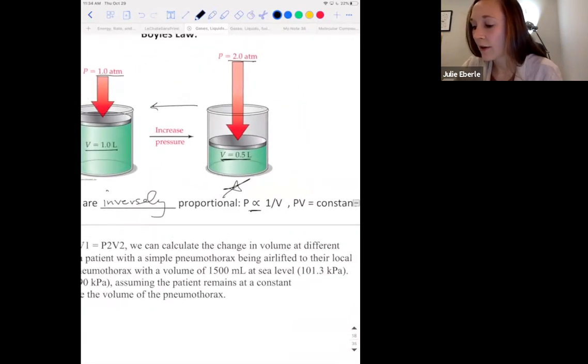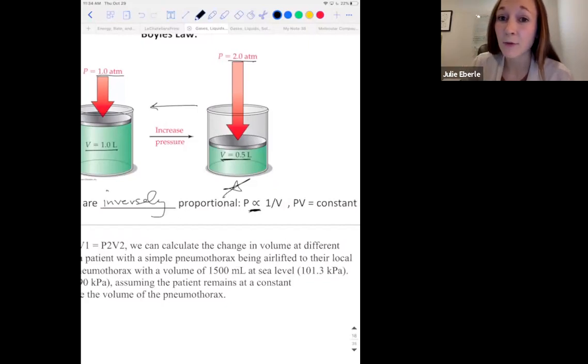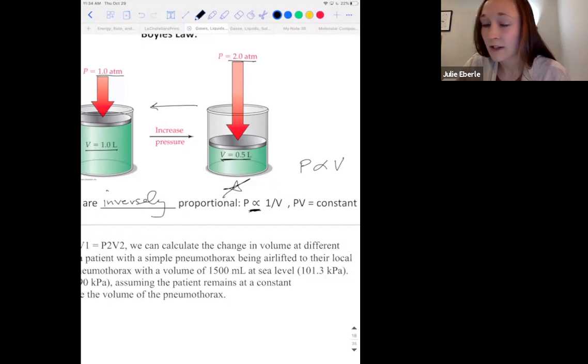It's just telling you how they're related. Pressure is proportional, this symbol means proportional to, 1 over the volume. If they were directly proportional, then as you increase one, you would increase the other. And then we would say P is proportional to V, but that's not the case. When you increase one, you decrease the other. So P is proportional to 1 over volume.